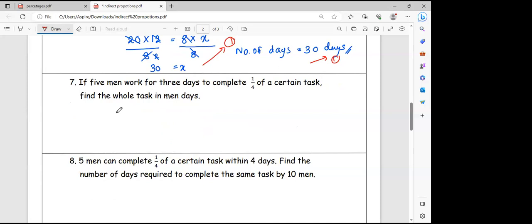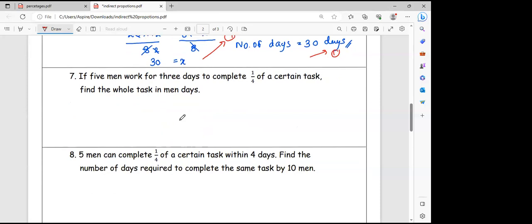If 5 men work for 3 days to complete 1/4 of a certain task, if 5 men work for 3 days, it is also like the previous question that we discussed. It to complete 1/4 of a certain task.